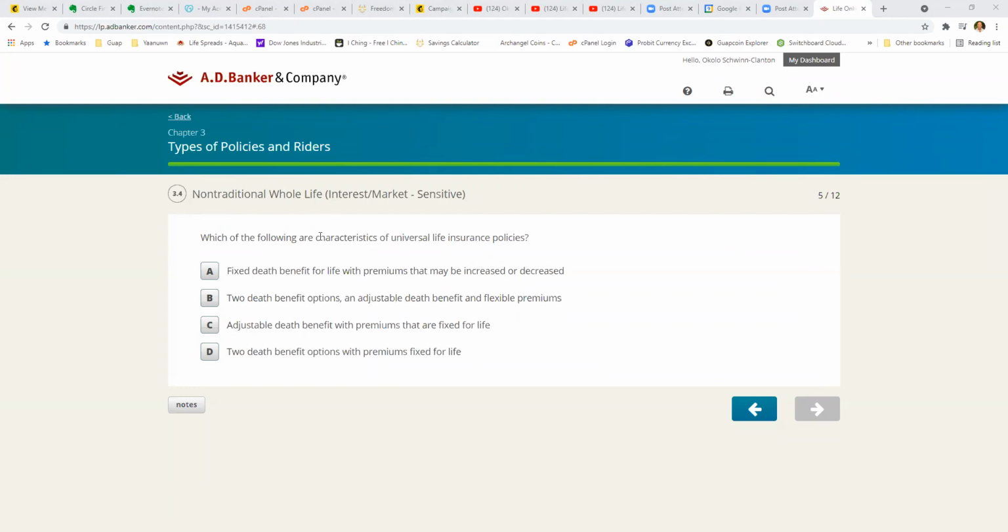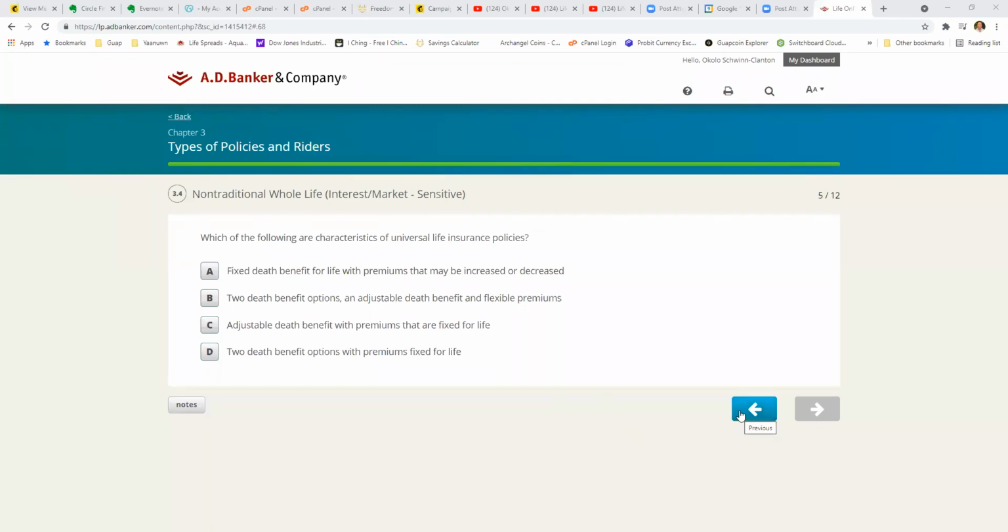So remember, universal, the death benefit can increase or decrease. 2 death benefit options, an adjustable death benefit and a flexible premiums. Didn't sound like that's what they said. An adjustable death benefit with premiums that are fixed for life, or 2 death benefit options with premiums fixed for life. Okay, so this, I guess I don't understand well enough because I don't know.